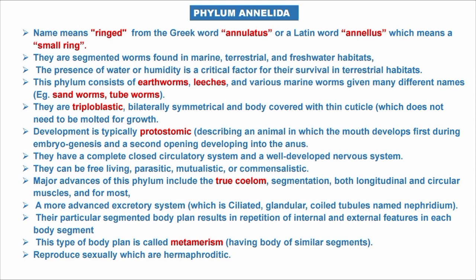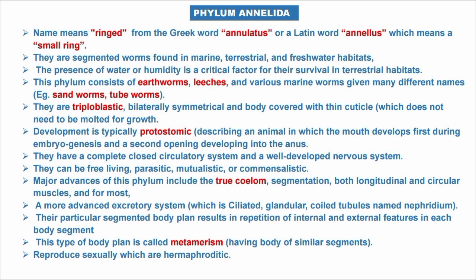Annelida have a complete closed circulatory system and a well-developed nervous system. They can be free-living, parasitic, mutualistic, or commensalistic. In mutualism and commensalism, they do not harm the host. Major advances of this phylum include a true coelom, segmentation, both longitudinal and circular muscles, and, in some of them, more advanced excretory systems, which are ciliated funnels, coiled tubules, and nephridia.